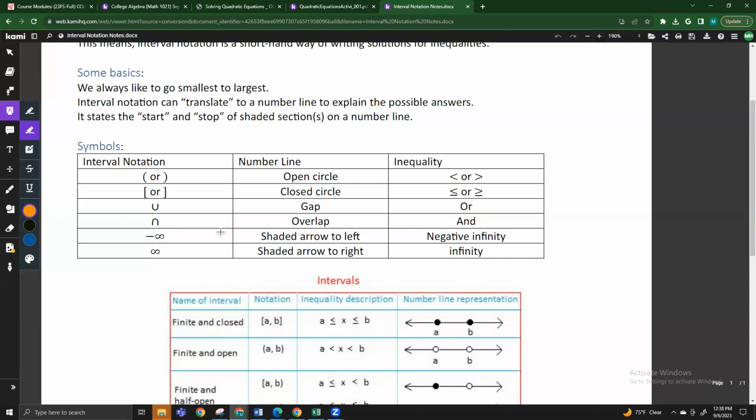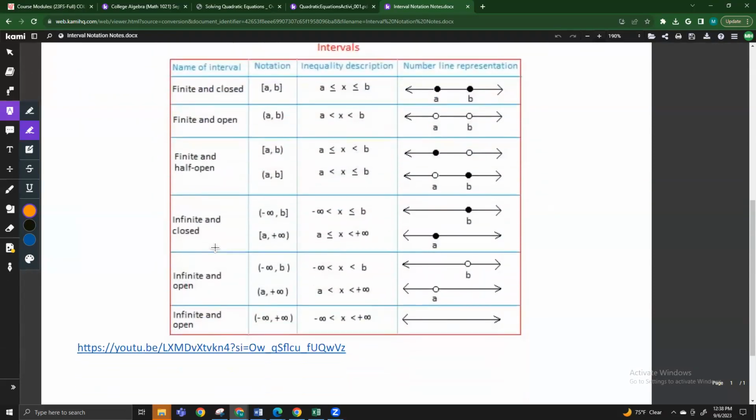Negative infinity is the same as the arrow shaded to the left. Infinity is the arrow shaded to the right. I did give you a picture of some of this stuff, but it's missing all of its shading. So we are going to add some highlighting to this because we can. What color do I want? I want this color. Yeah, green.